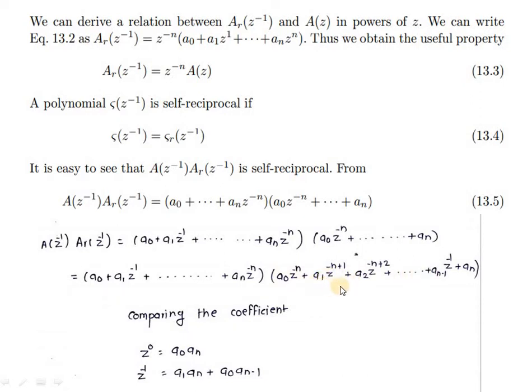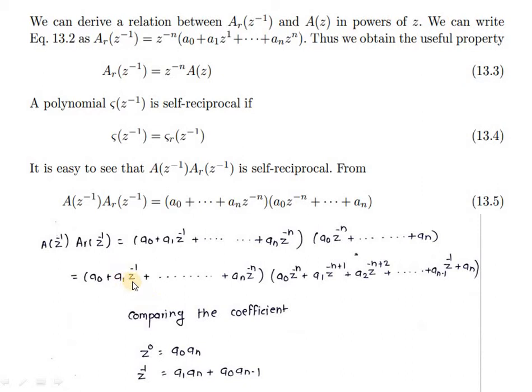You can see here, when comparing the coefficients for different powers of z, first we have to compare the powers of z raised to 0. For this we have to multiply this bracket to this column. For the power of z raised to 0, we have to multiply this a0. When we multiply this a0 with an, then we get the power z0. Means when these two terms are multiplied, the coefficient for this is z raised to 0. Therefore the coefficient of z raised to 0 is equal to a0 into an.